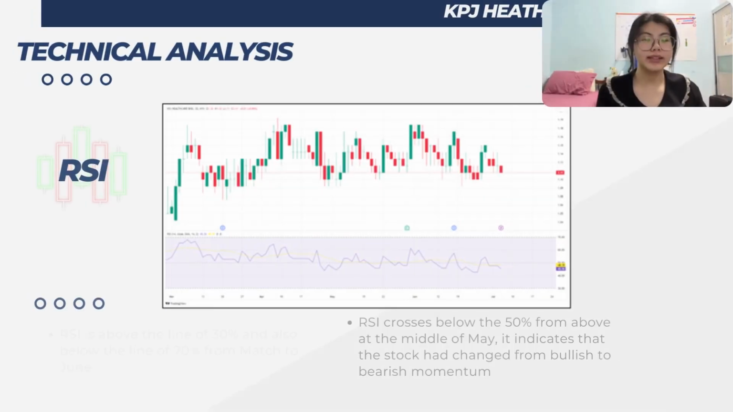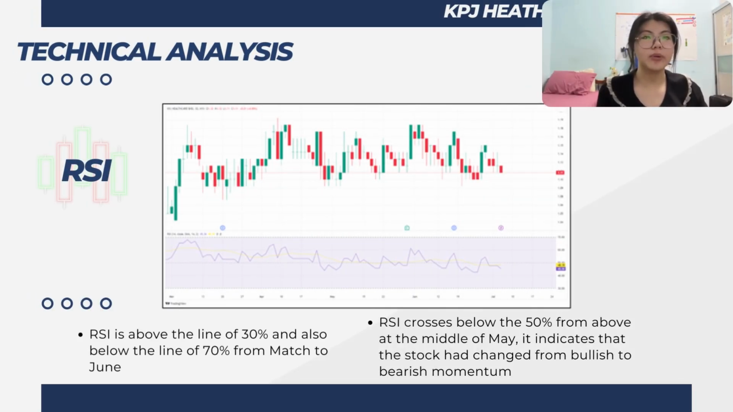For the relative strength index chart, it is above the line of 30% and also below the line of 70% from March to June, which means the stock is not undervalued or overvalued. RSI crossed below 50% from above in the middle of May. It indicates that the stock had changed from bullish to bearish momentum. The investor can hold on to their stock and it may increase in the future, or sell the stock as the stock price is the lowest compared to the previous months.